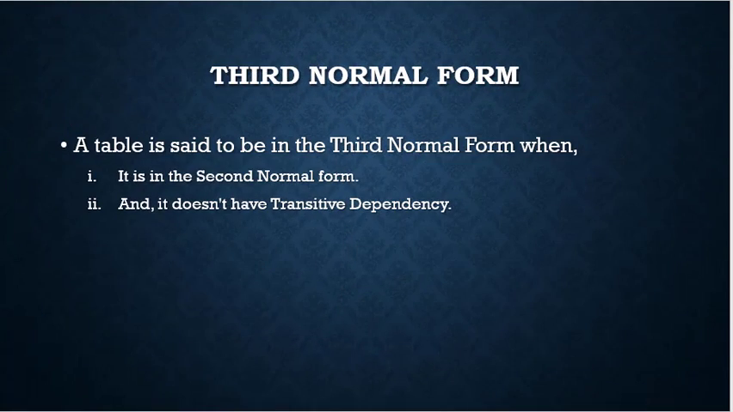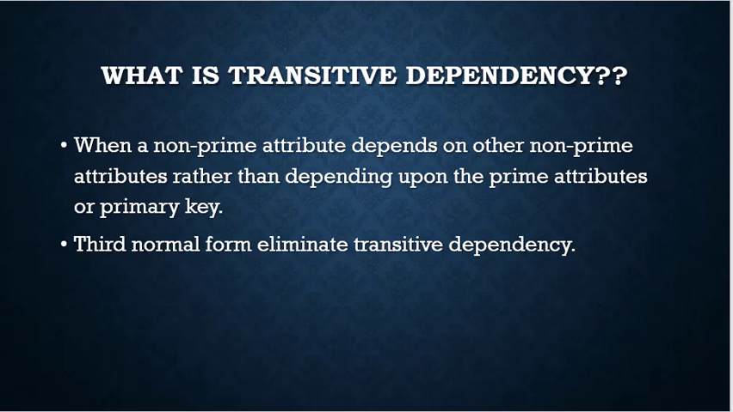For third normal form, a table must have the following rules. Rule 1. A table must be in second normal form. Rule 2. There should be no transitive dependency in a table. Now you would ask, what is a transitive dependency? Well, it is when a non-key attribute depends on other non-key attributes rather than depending upon the primary key. And third normal form eliminates transitive dependency.